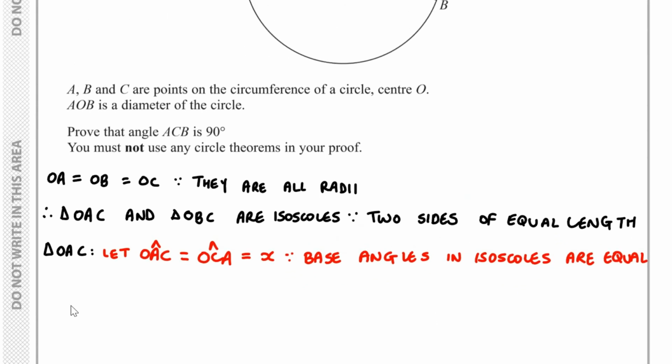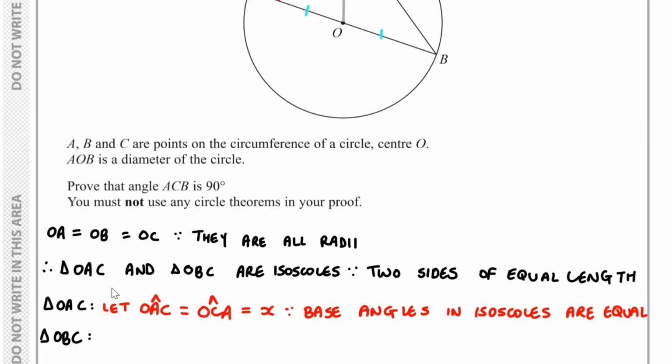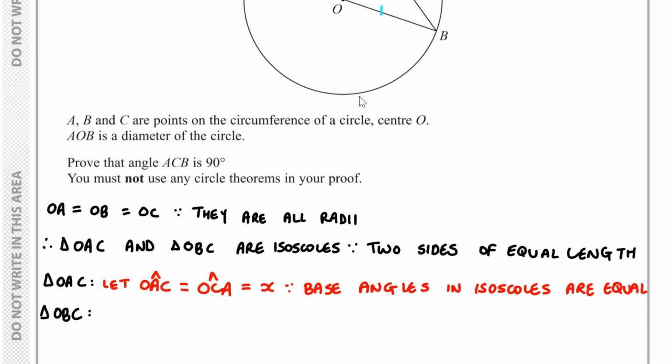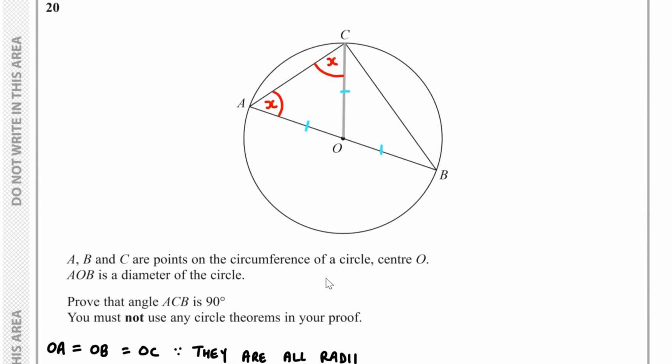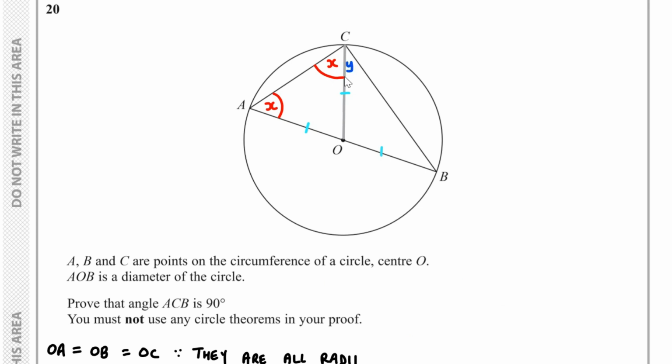And now if we consider the triangle OBC, then what we will do over here is we will let the angle OBC equal the angle OCB equal y. So what we're saying here, this angle is y, and this angle is y.